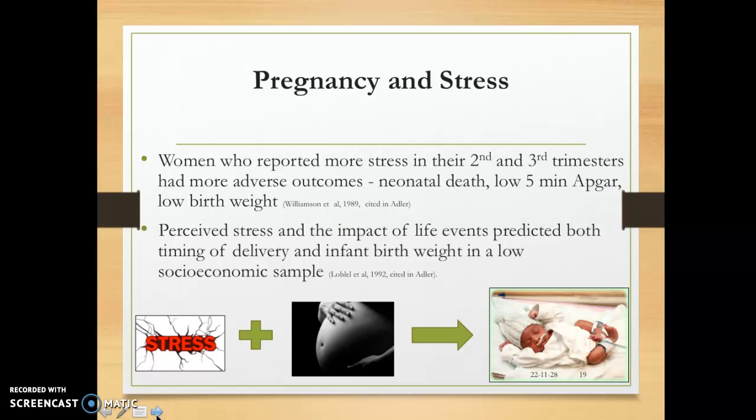So perceived stress and the impact of life events predicted both timing of delivery and infant birth weight in a low socioeconomic sample. That was another study looking at the detrimental effects that stress has during pregnancy. Chronic stress in pregnancy actually contributes to preterm birth. Women in pregnancy are more prone to infections, and that's why a flu vaccine is recommended. Stress experienced by a mom in pregnancy has physiological effects on the baby.